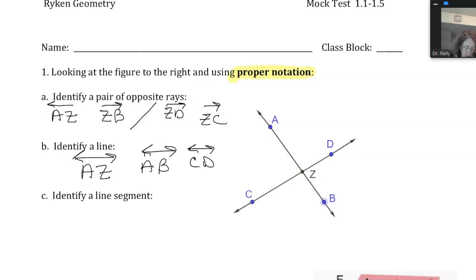Okay, similarly for a line segment, it could be lots of answers. So I could have AZ with this segment. That means I'm only looking from here to here, not going to the arrowheads. Or it could be ZB, which means I'm only looking from here to here. Or it could be CD, and I can look all of there. So I have to have the proper notation above each of these symbols. So that should be your takeaway from this problem.